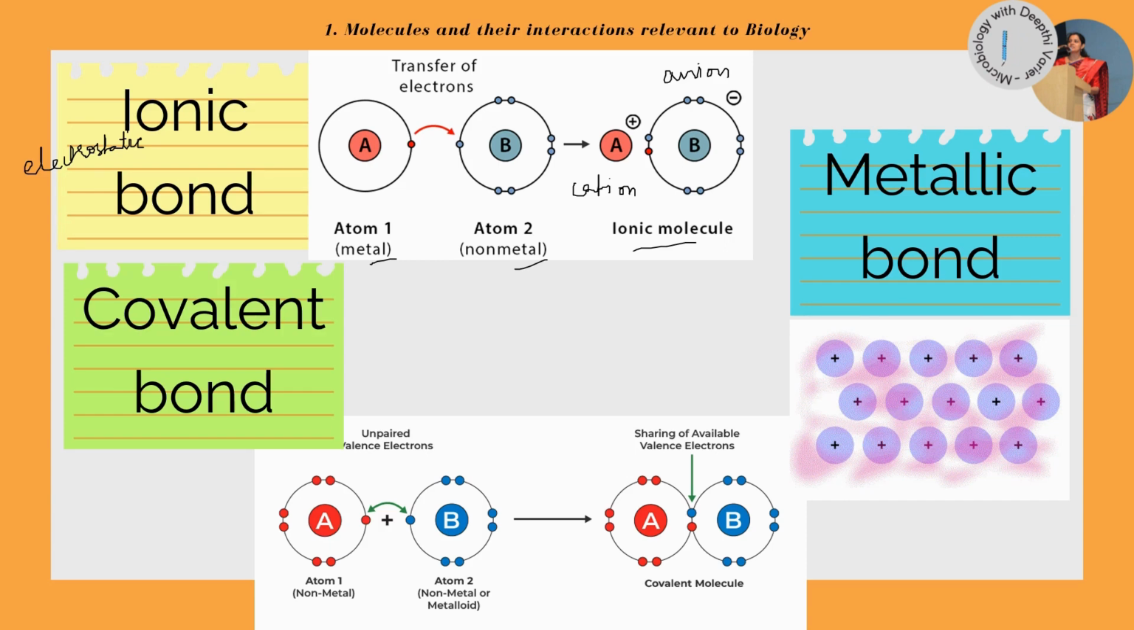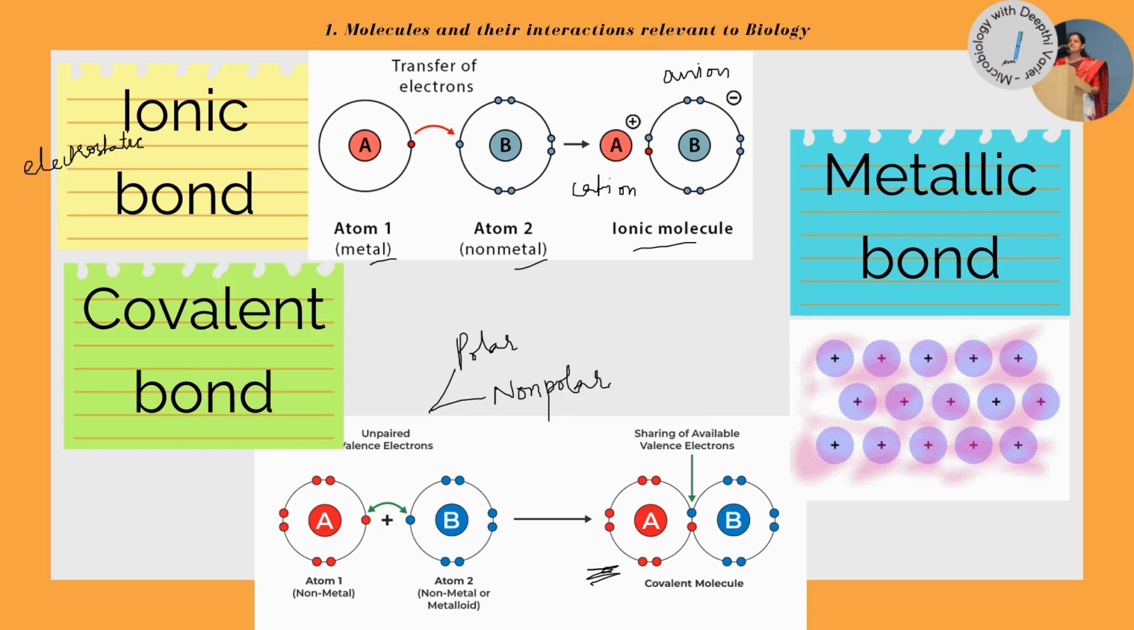Instead, one or more electrons are being shared between the two atoms. So when you have sharing of electrons, that leads to the formation of a covalent bond. This is usually formed between two non-metals. But again, you have two types of covalent bonds that are formed. We could have a polar covalent bond or a non-polar covalent bond.